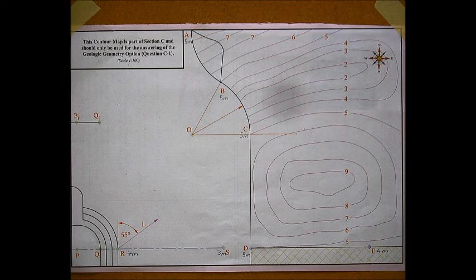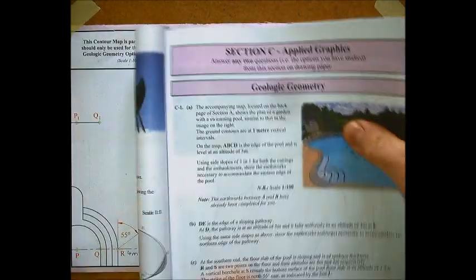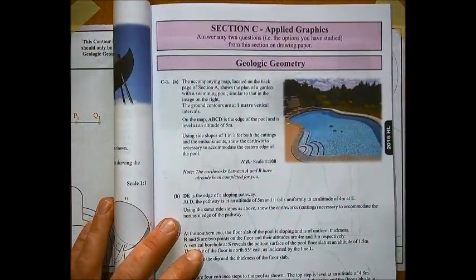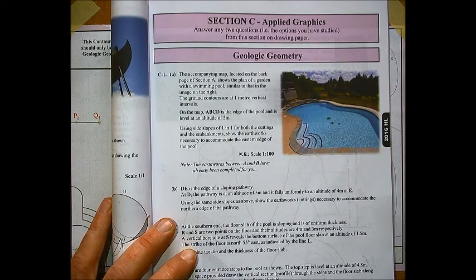In this video, I'm just going to have a look at the 2016 higher level question C1. Okay, so this is the map that you will be given here in relation to a swimming pool. So we'll just have a look at the question first of all, and we'll go through it then.